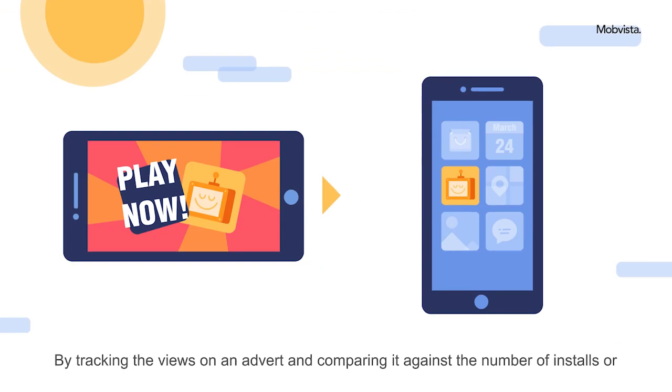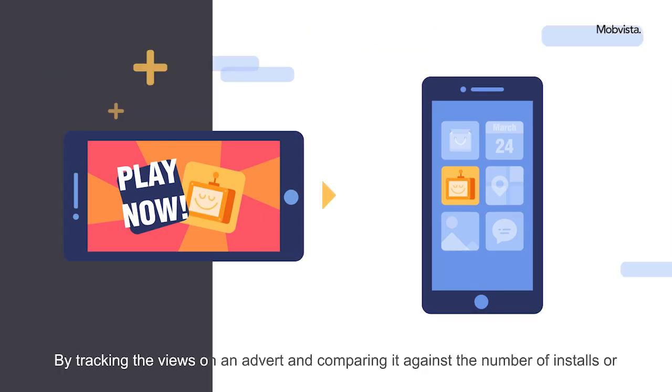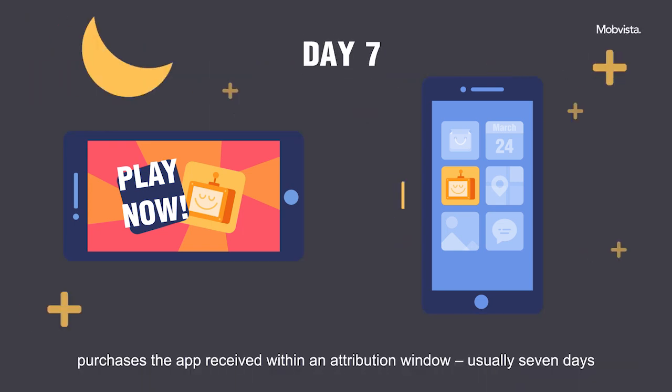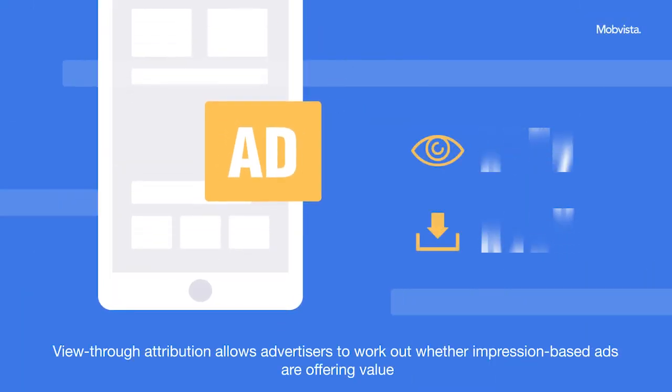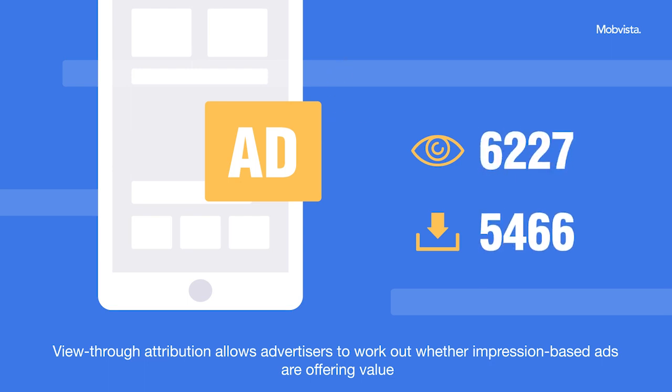View-through attribution allows advertisers to attribute installs or actions from mobile advertising campaigns that are impression-based, such as video ads. By tracking the views on an advert and comparing it against the number of installs or purchases the app received within an attribution window, usually 7 days, view-through attribution allows advertisers to work out whether impression-based ads are offering value.